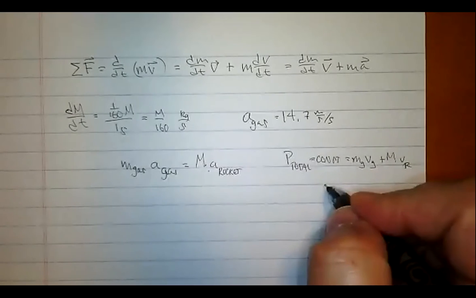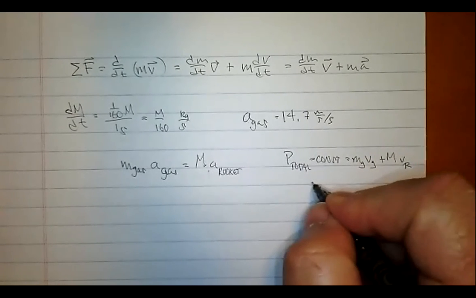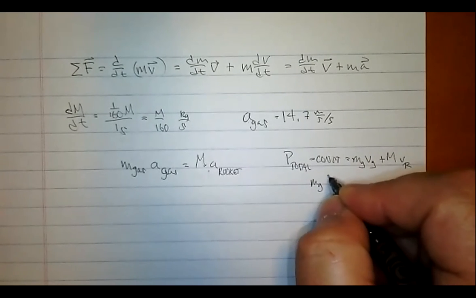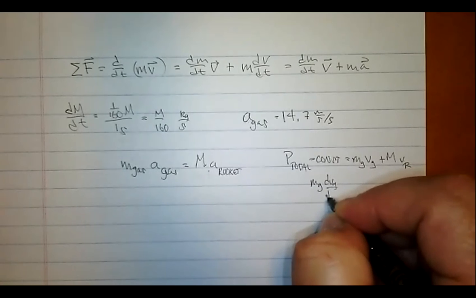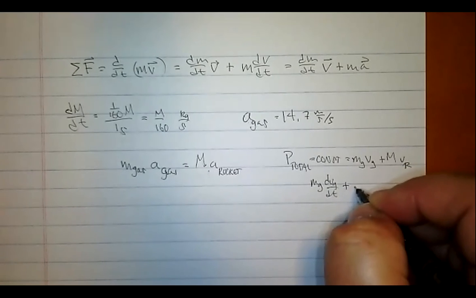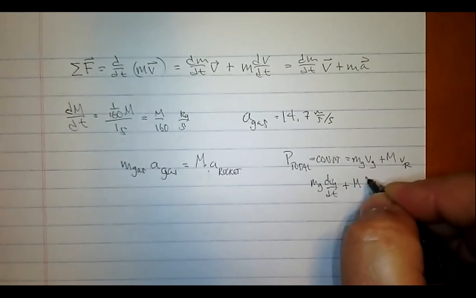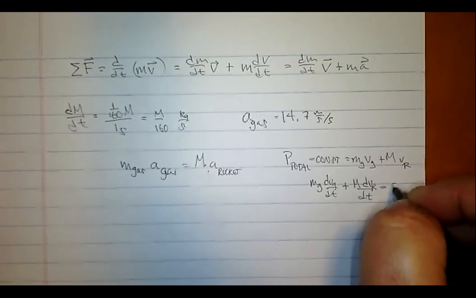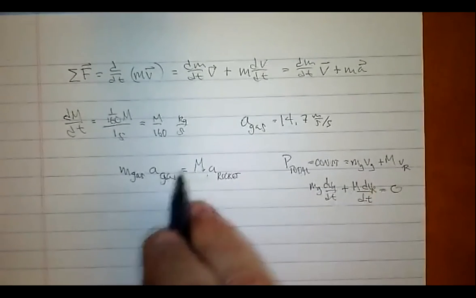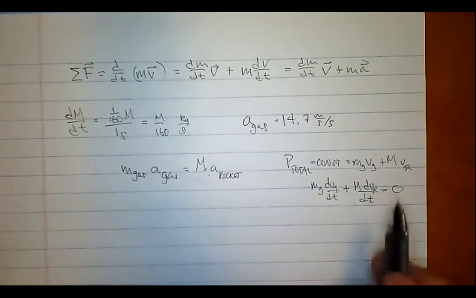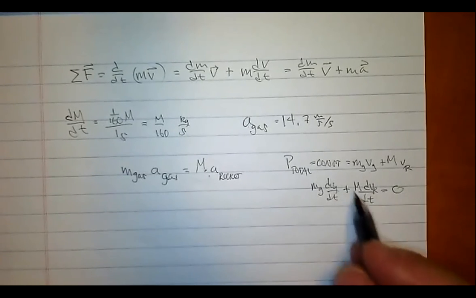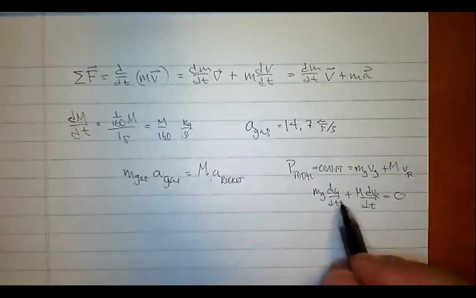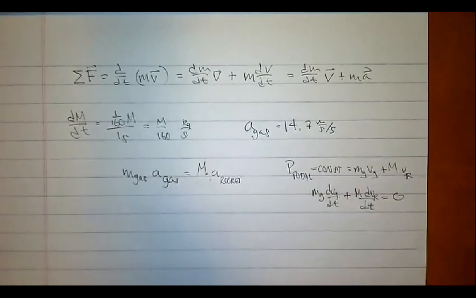So if you take the derivative of this with respect to time, you get M gas dV gas over dt plus M dV rocket over dt is equal to 0. And I just ignored the sign and said them equal to each other, but obviously they would go in the opposite direction. So when you put this over here, that's that. When you put this over here, that's that. So that's really what I would use to solve it.